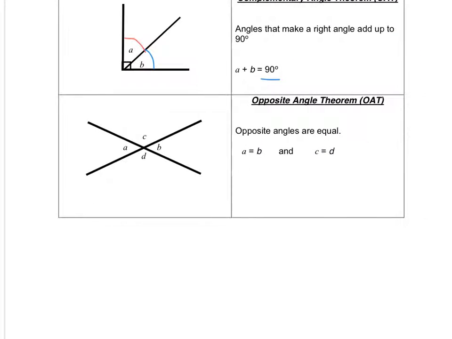Our third property is the opposite angle theorem, or OAT. Here we have two straight lines that cut each other at an angle, and we can see four angles are formed. This theorem says that the two opposite angles are equal to each other. So here angle A is equal to angle B, and angle C is the same as angle D. Those are the three theorems that we will be focusing on in this lesson. On the next page, we are going to be practicing these theorems.